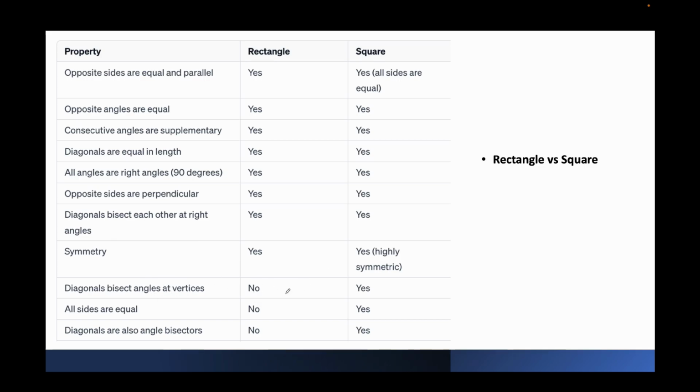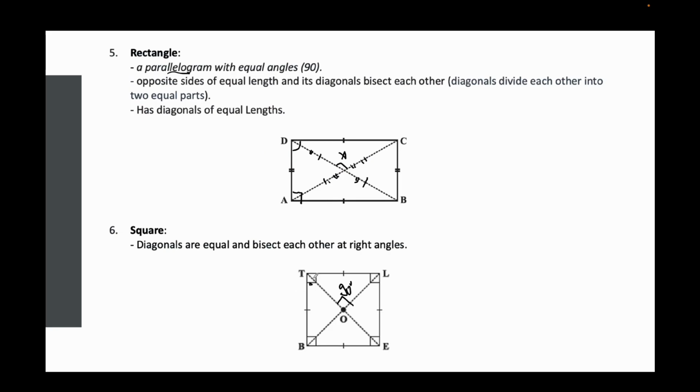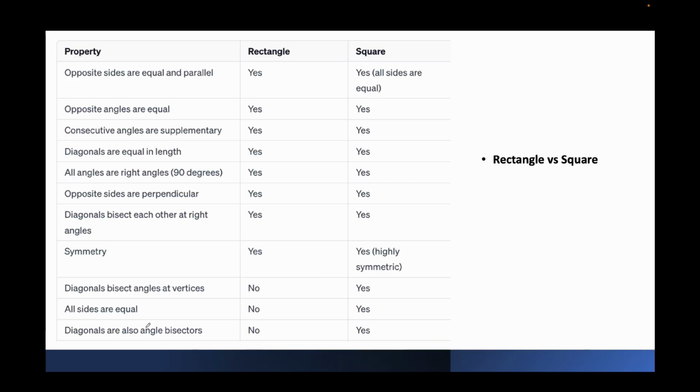So as you can see that these bisect each other, so this angle is equal to this angle. All sides are equal in a square, not in a rectangle, and diagonals are also angle bisectors in the case of a square, not in the case of a rectangle. So you can note this down, the difference between rectangle and square.